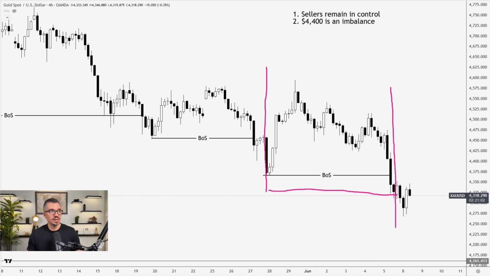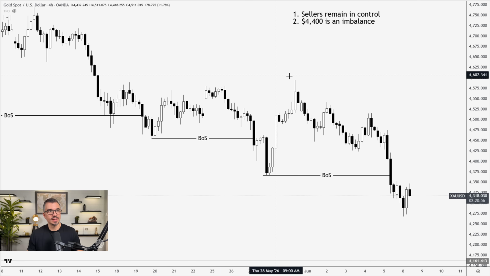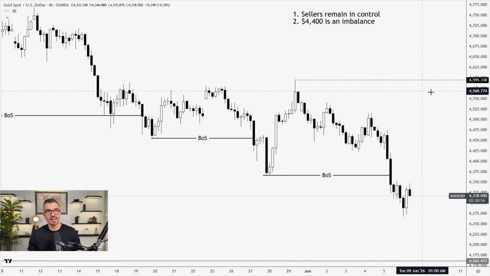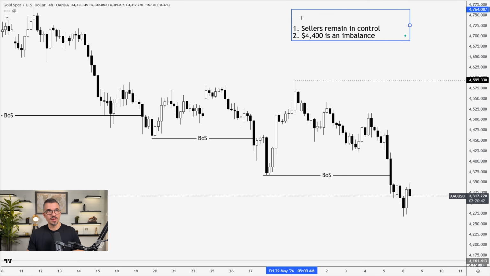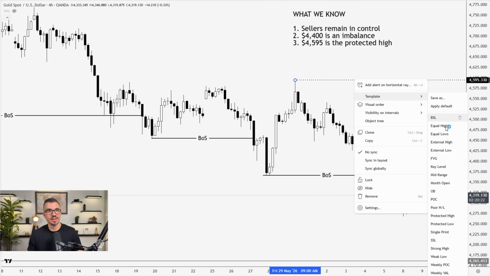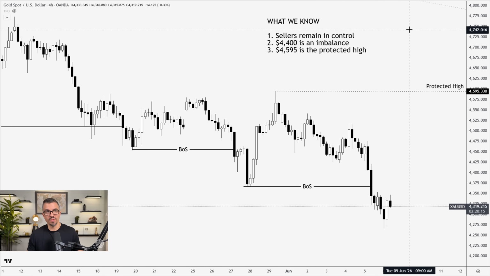What I mentioned in the SMC Outlook video is that this high right up here, so if we snap it right to this high, what you're going to see is that basically 4,595 is the protected high. Again, this is another factor that we know. So let me label this out too. We're going to call this what we know. Number 3 is going to be that 4,595 is the protected high. I'm going to label this as such. So we have the protected high right here. Those are 3 things so far that we know.